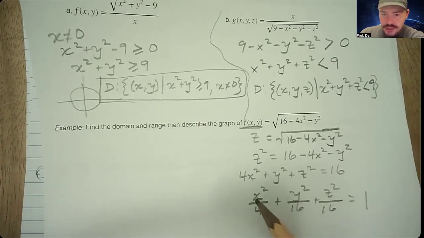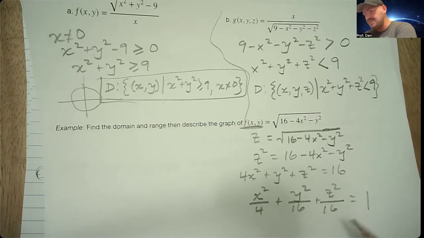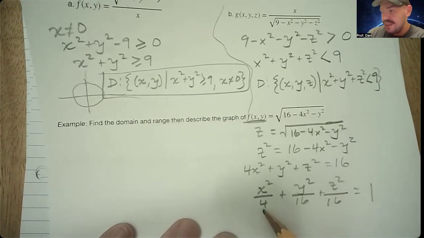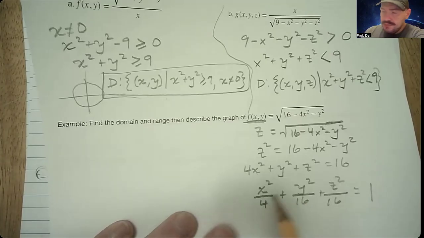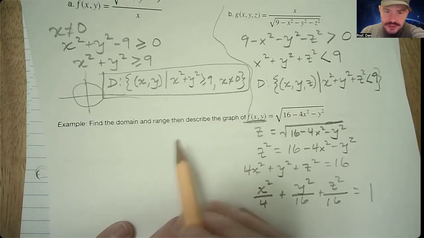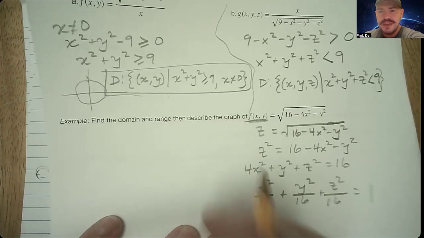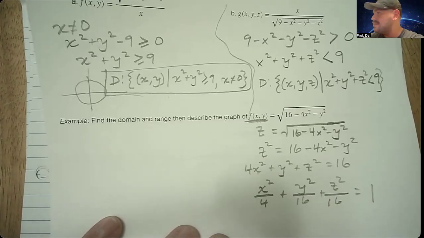Now, all of the variables are squared, all of them are positive, and this is equal to positive 1. So if you remember your quadric surfaces from section 11.6, you'll know that that would make an ellipsoid. So it's kind of like a three-dimensional ellipse.